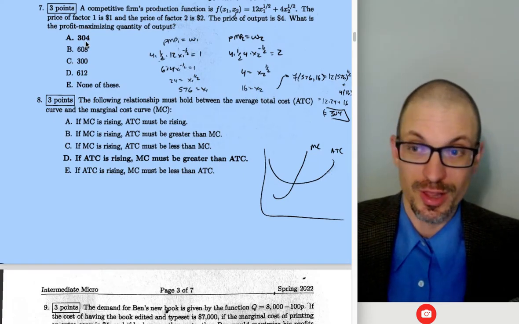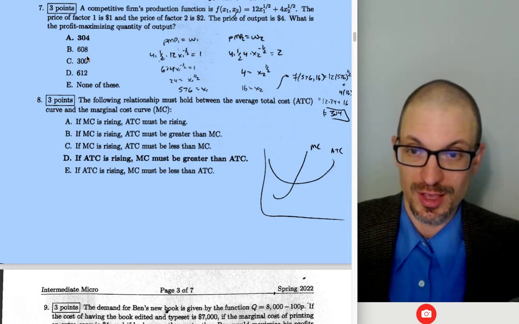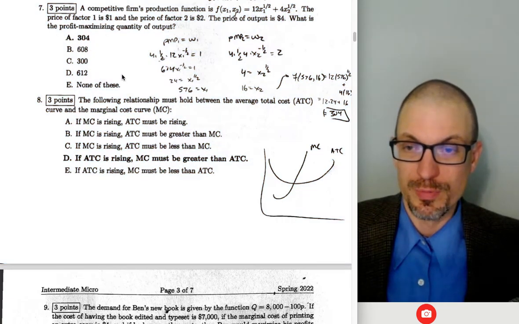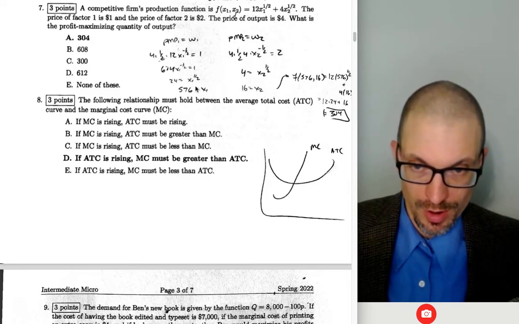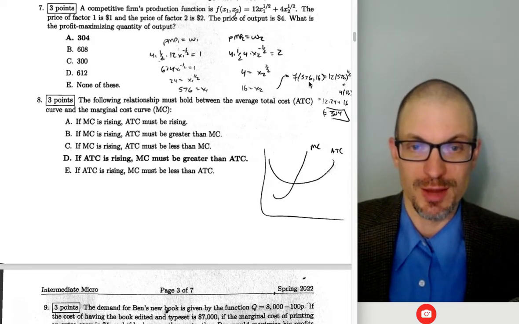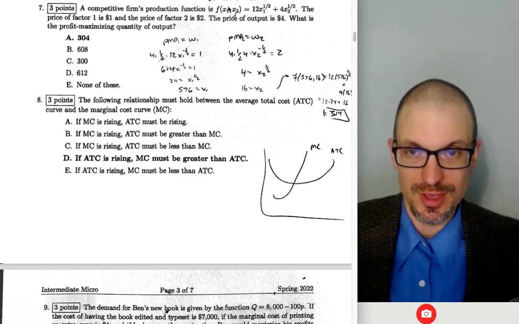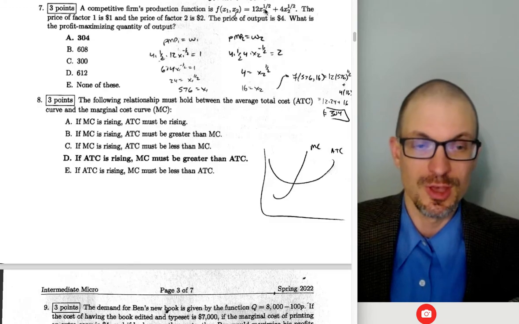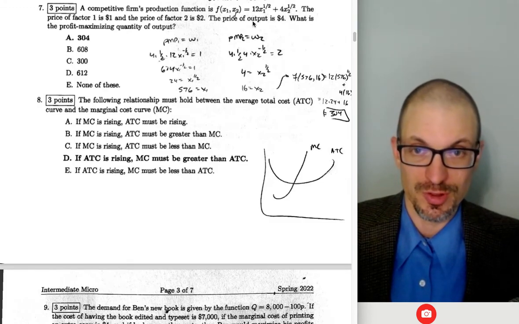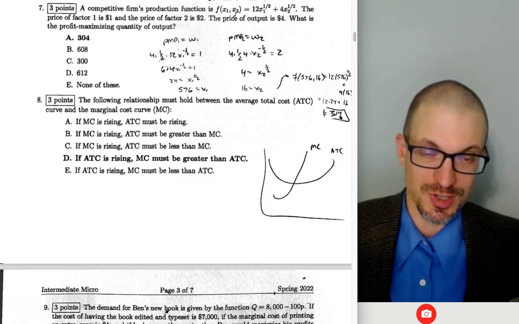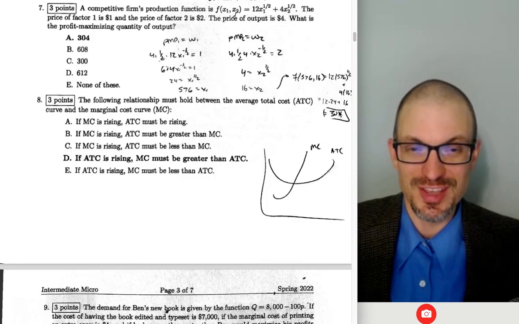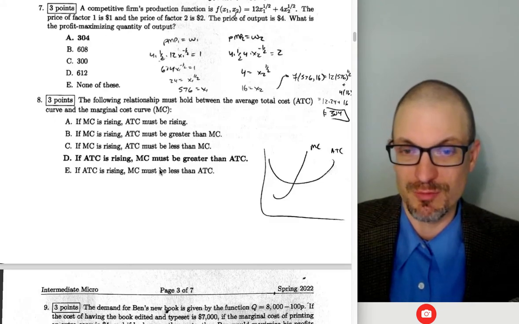You might look over here and you're like, wait a second, I don't see 576. Nope. Remember, this is the amount of the input, for factor 1, and for factor 2. Now we have to find how much output. So we're going to evaluate this at 576 and 16, right? So it's going to be 12 times the square root of 576, which is, of course, 24. So 12 times 24, and then plus 4 times 16, or 4 times 4 is 16. So that gives us 304. That's where that came from.